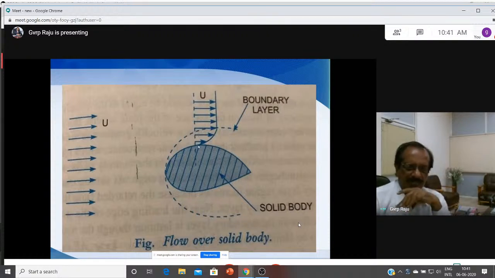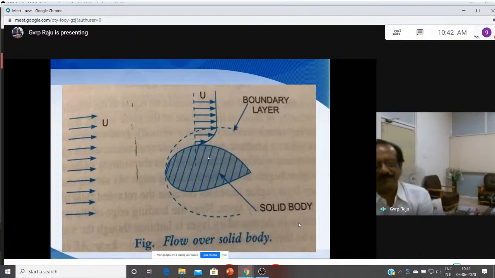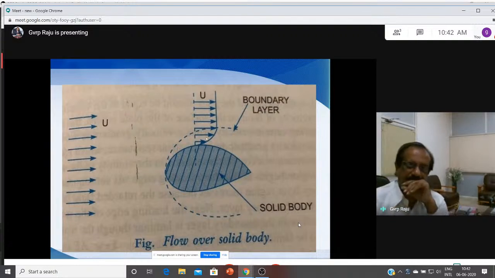Within a small distance there is a maximum change in velocity. Then what is du by dy? The gradient is maximum. For the fluid inside the boundary layer, du is equal to U minus 0, so du by dy is maximum. When du by dy is maximum, what happens to shear stress? Since tau is equal to mu du by dy, the shear stress is also maximum. So for the fluid inside the boundary layer, the velocity gradient is maximum, and in view of that the shear stress is also maximum.